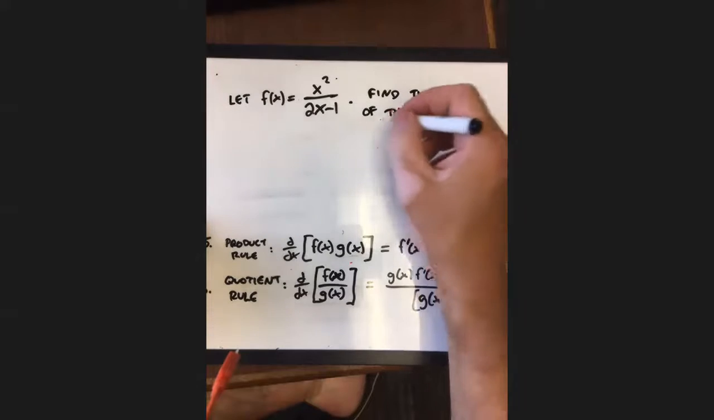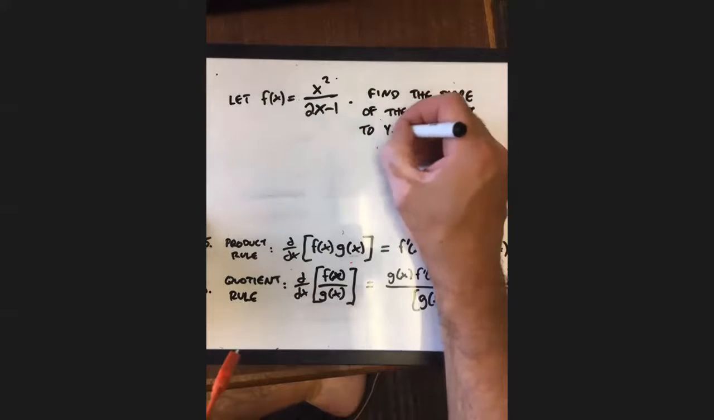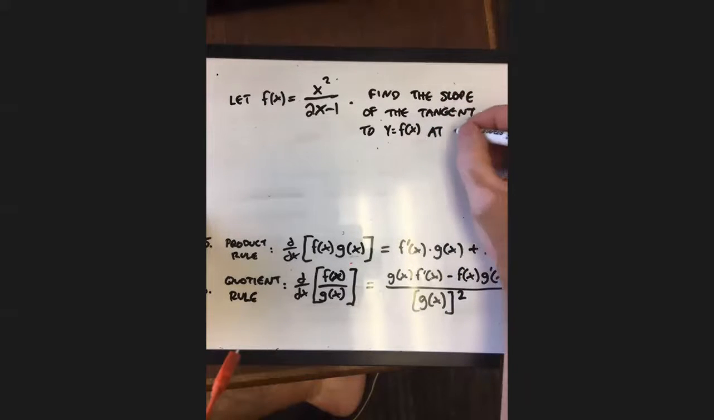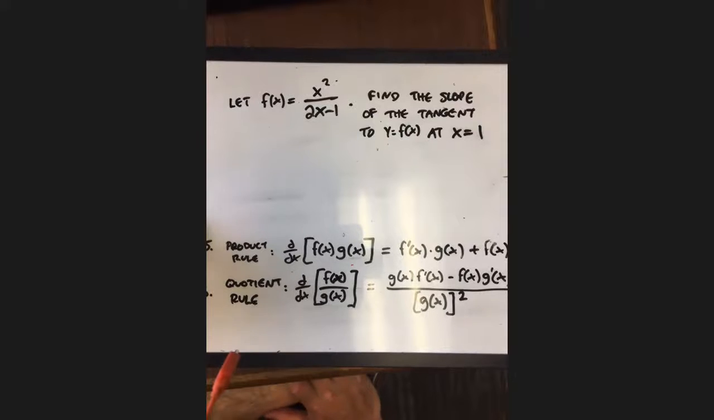The slope of the tangent line to y equals f of x at, let's say, x equals 1. Okay, so you'll see problems like this, and they might throw you for a loop at first. Remember that the derivative is three things. The derivative is the instantaneous rate of change. So if you're ever asked about the instantaneous rate of change, that's just code word for take the derivative. Derivative is the limit of that difference quotient.